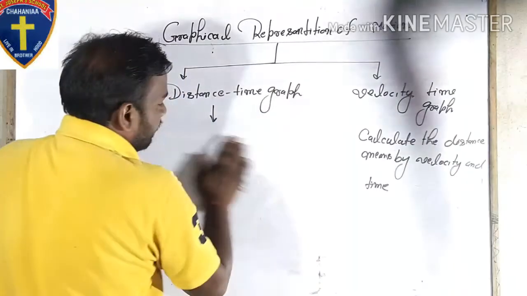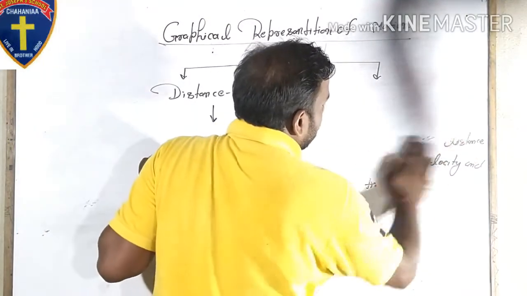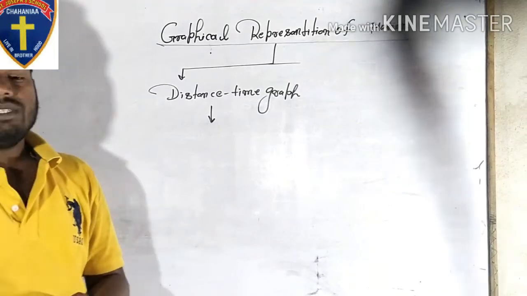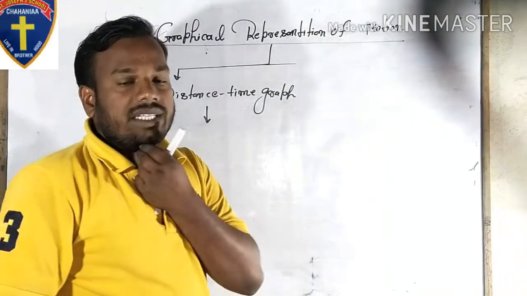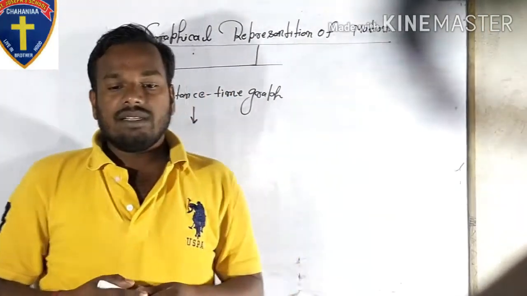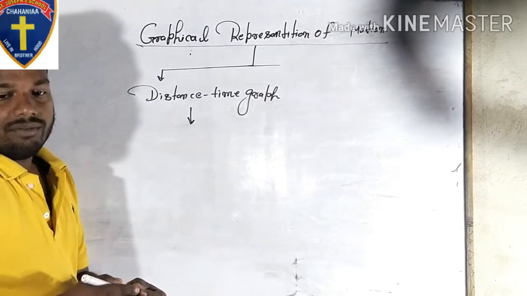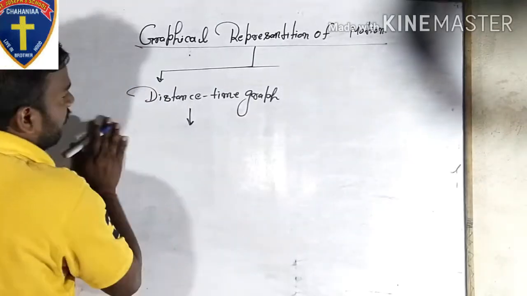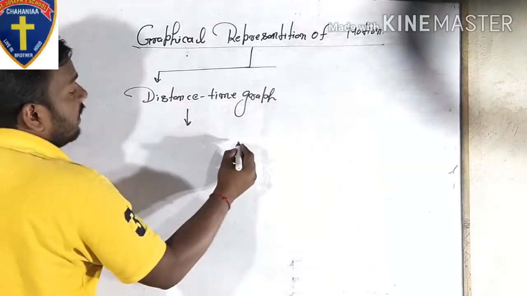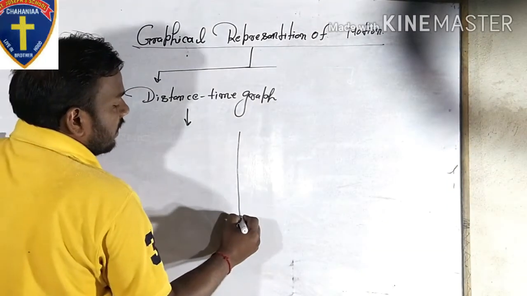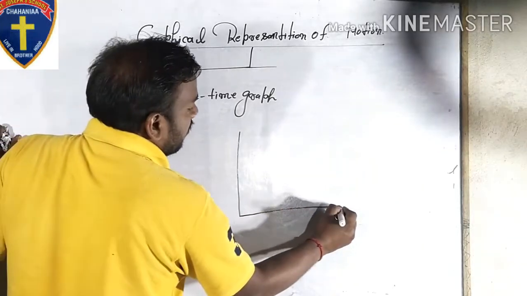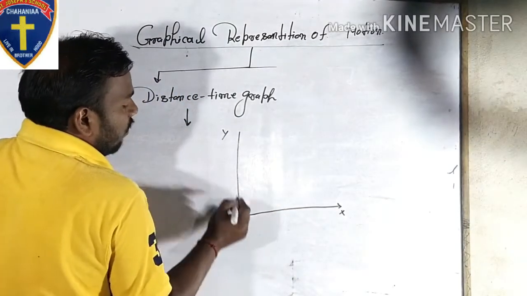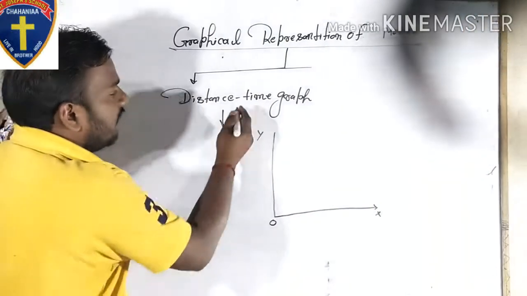In the distance-time graph, we first consider when the object moves with a uniform or constant velocity. Here, that is the y-axis, that is the x-axis, and that is the origin point.